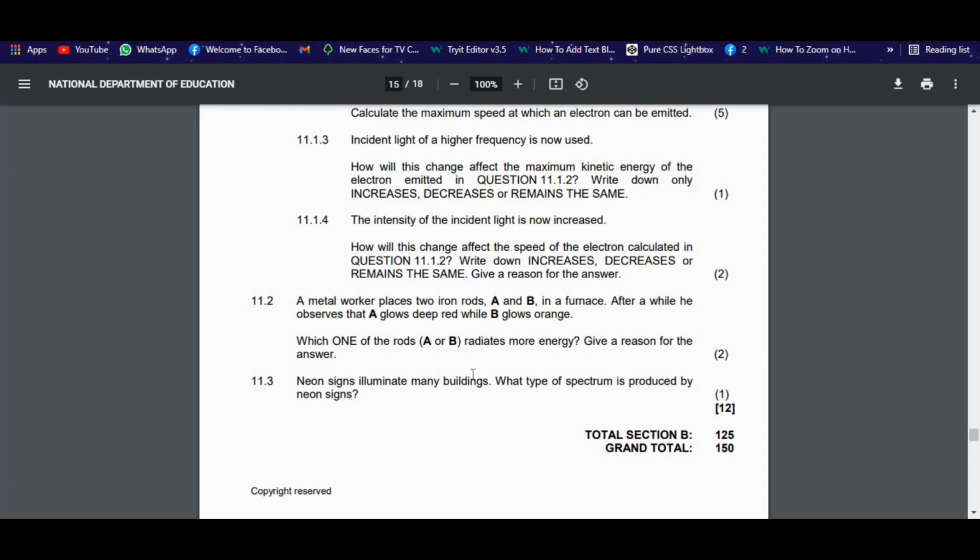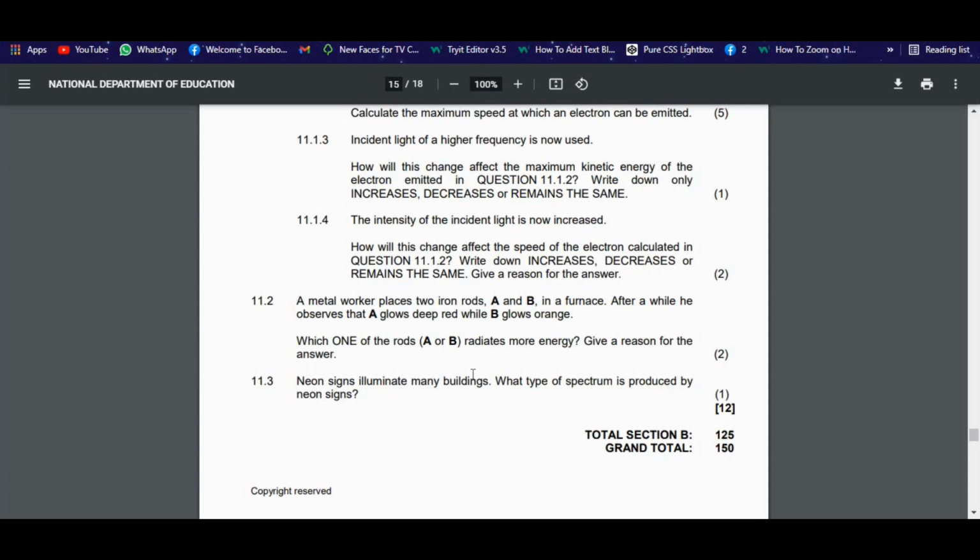So your red light actually has your low frequency and longer wavelength, or your longest wavelength, but if you go more to the orange side, it actually has a smaller wavelength, all right, but a higher frequency. So that answer there is definitely rod B. So you could just mention B.